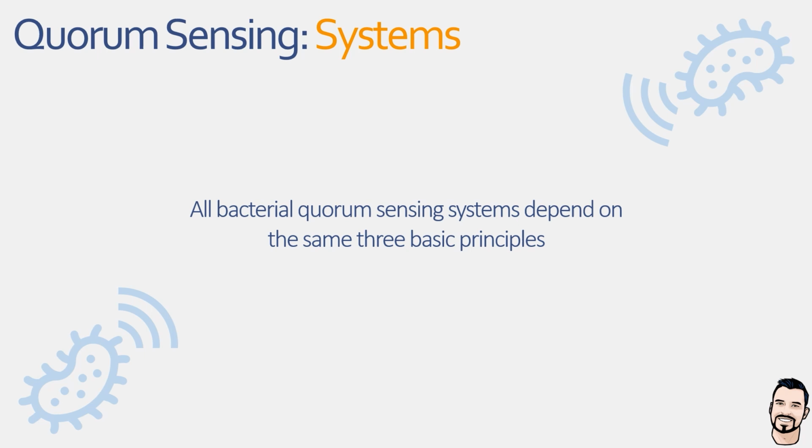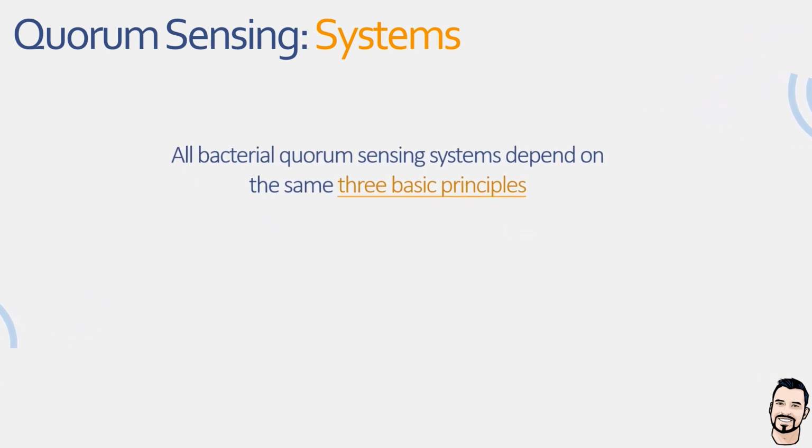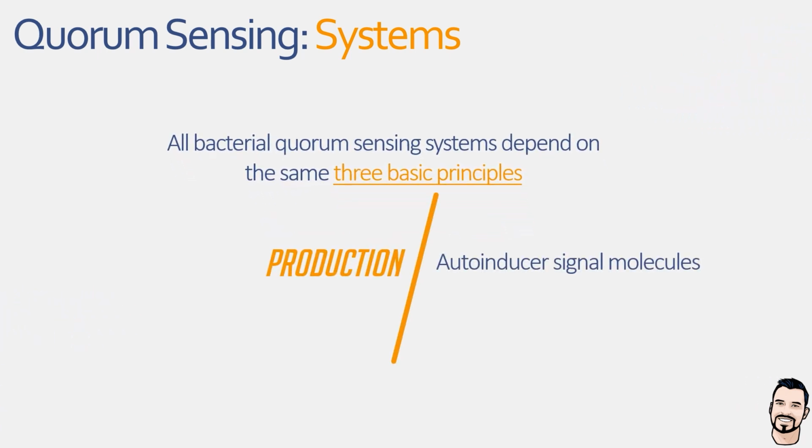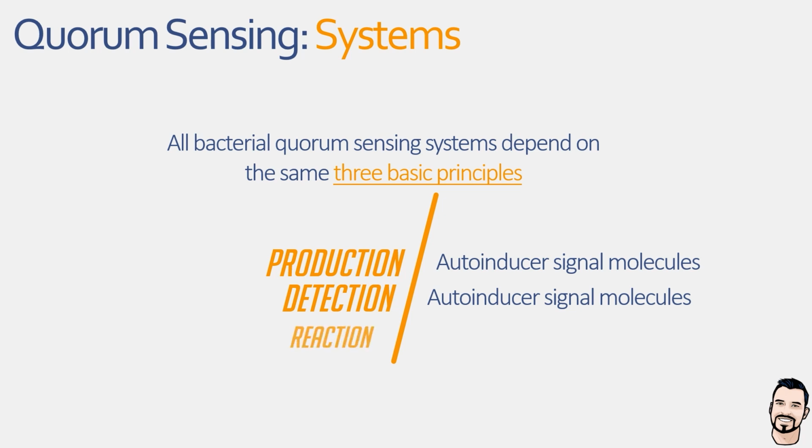Okay, so now that we understand the significance of quorum sensing, let's break it down a little further. All bacterial quorum sensing systems rely on three core principles that enable bacteria to communicate and coordinate their behaviour. The first is production. This is where bacteria continuously produce and release autoinducers into their surroundings. The second is detection. Once autoinducers reach a critical threshold, receptor proteins detect them. And finally, we have reaction. Upon detection, a response is triggered within the cell, altering gene expression and turning on various group behaviours.